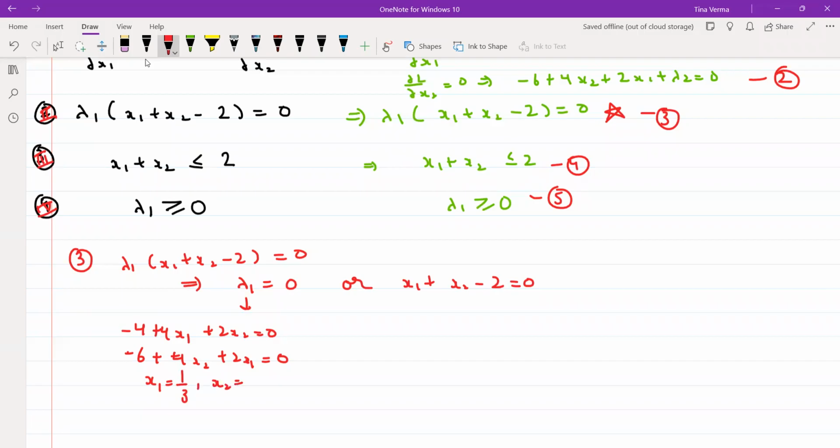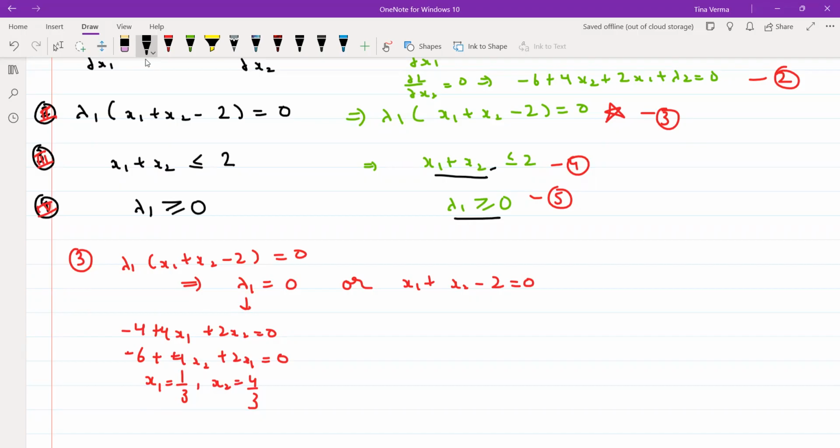And you will get x2 as your 4 by 3. If you get this point, it does not mean that you can stop over here. You should substitute this point in the other conditions to check that it satisfies them. So you can verify in this condition: here it is lambda 1 is greater than or equal to 0. That is satisfied, as my lambda 1 is 0, which is greater than or equal to 0.